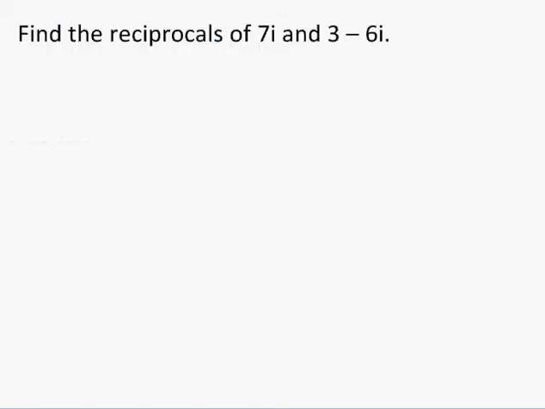The last part is kind of just an application of this. Find the reciprocal of 7i. We know what reciprocals are. It's 1 over 7i. But there's a problem with this. We have an i in the denominator, so we're going to multiply top and bottom by the conjugate, which is negative 7i.